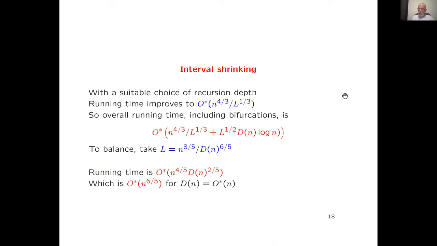The final interval will contain at most L points, L critical values. So the two parts of the cost are the interval shrinking here and the bifurcation, which I mentioned earlier. And all you need to do is to choose the right value of L to balance the two terms. When you do, the running time becomes N to the 4/5, Dn to the 2/5.